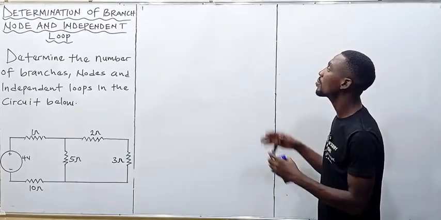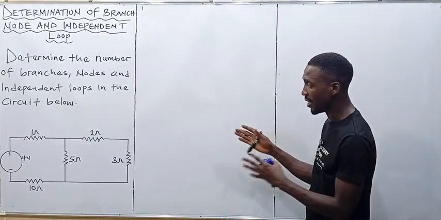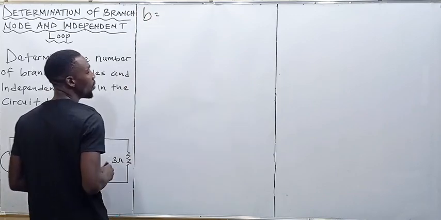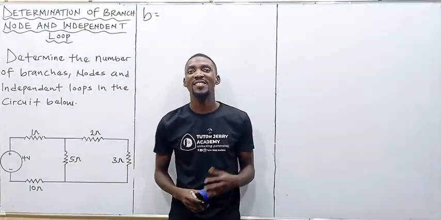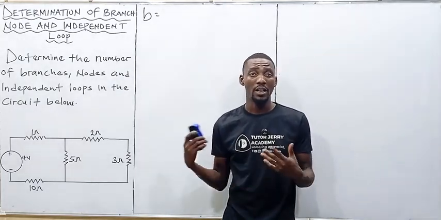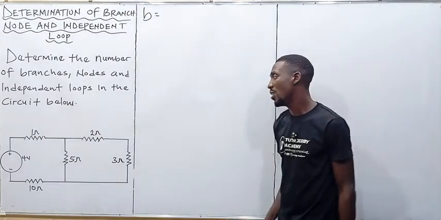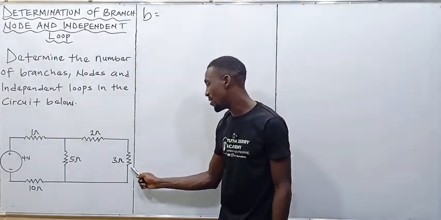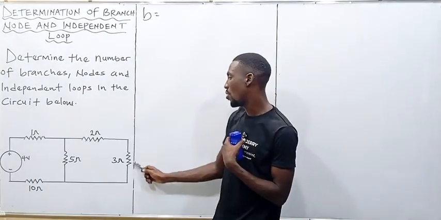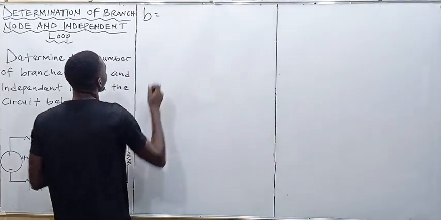All right. So let's determine the number of branch of this circuit. Let's start with the branch. So what is a branch? A branch is a single element or any two-terminal device, which can be a voltage source, a current source, or a resistor. Now, if you look at this circuit, we have a resistor, another resistor, 2 ohms, 10 ohms, and 1 ohm. So if you count the number of elements here, 1, 2, 3, 4, 5, 6. So it shows that we have 6 branches.